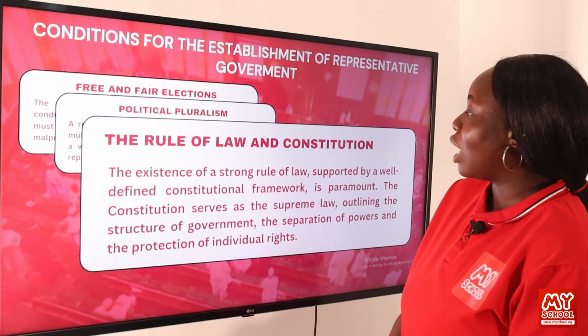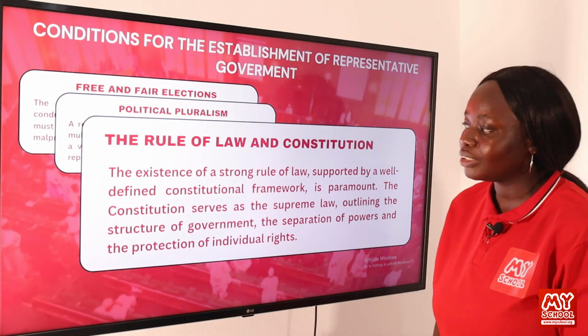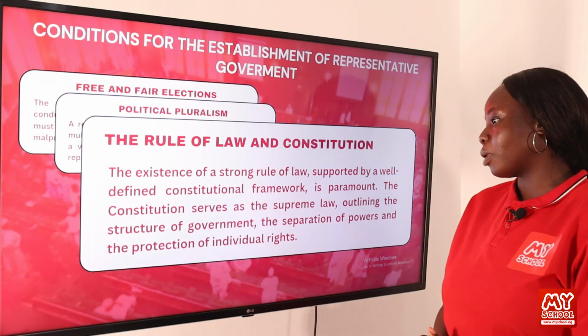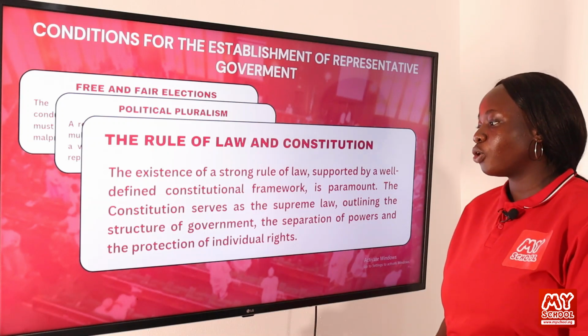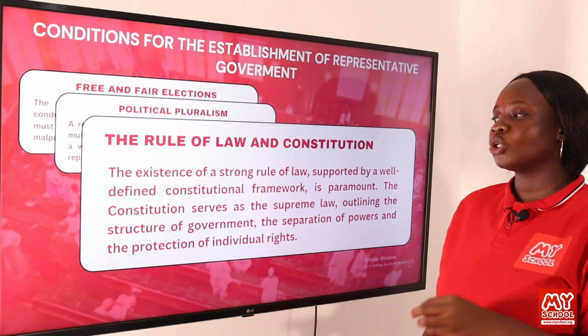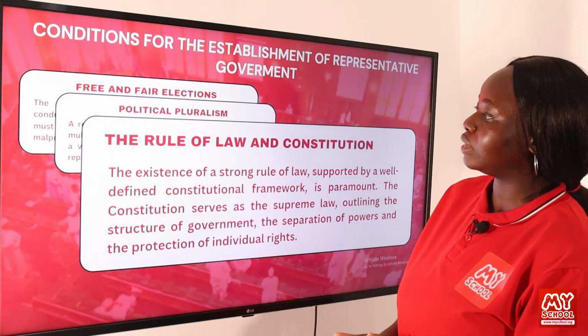We have the rule of law and the Constitution. The existence of a strong rule of law supported by a well-defined constitutional framework is paramount. The Constitution serves as the supreme law, outlining the structure of government, the separation of power, and the protection of individual rights. All of these are necessary for a representative government to exist.